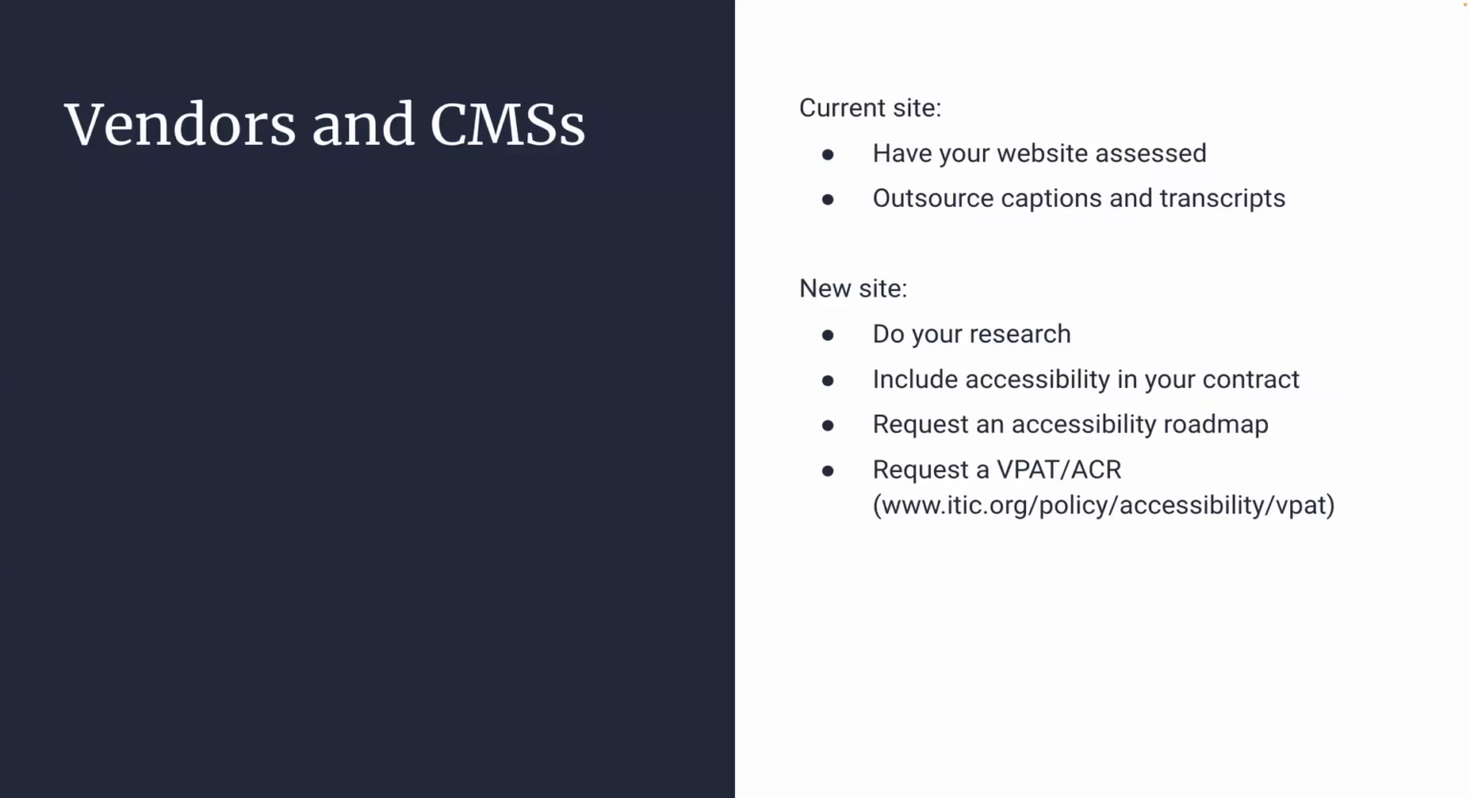Looking to the future, at some point you'll probably want to redo your website. Some of you are probably using content management systems, or you might even be working with vendors to build your sites. Whether that's true currently or will be true in the future, here are some tips to keep in mind for selecting a CMS or vendor. Do your research. Do they have an accessibility statement on their website? Do they have examples of their work or product that are accessible?